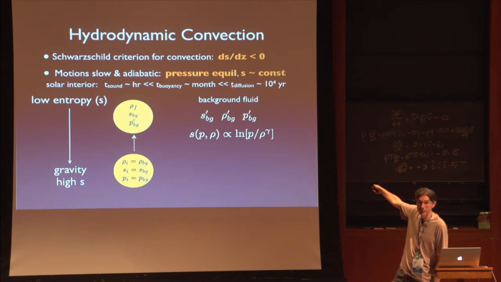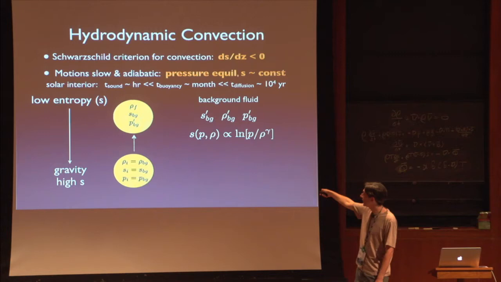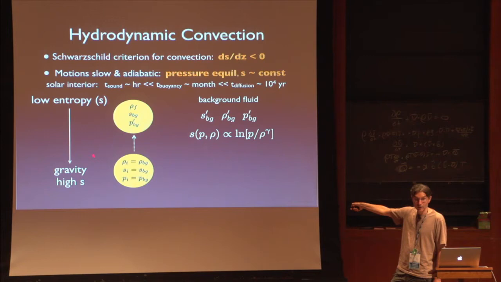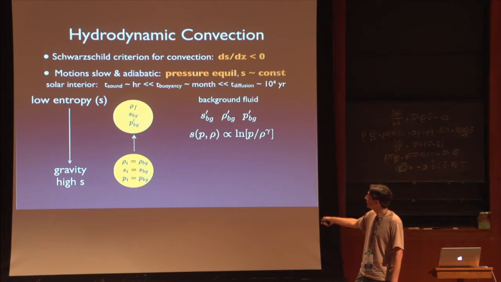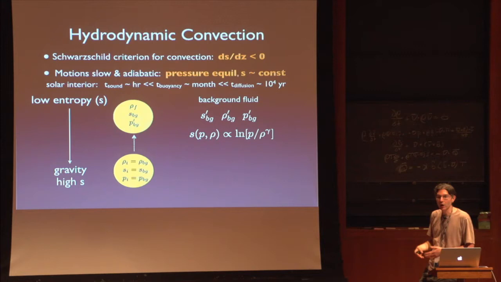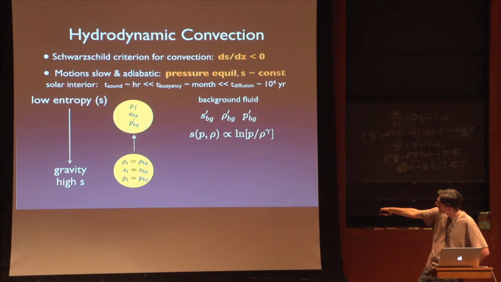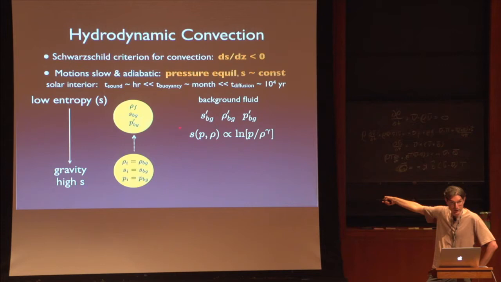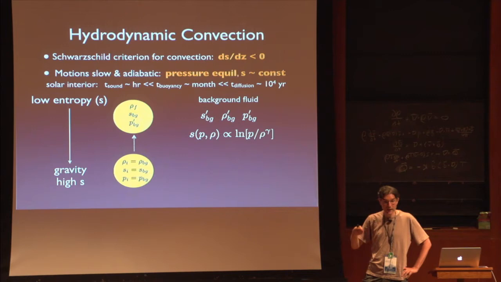On the other hand, the motions being adiabatic means that at the new position, the entropy is the same as what it started with. So you preserve the entropy as the fluid moves around. And that means that the entropy of an ideal gas is just given by this expression, log of P over rho to the gamma. So if the pressure is the same, and if this blob moves from a region of high entropy to low entropy, at this new place, the entropy of the blob is larger than the surroundings. The only way you can have the same pressure but higher entropy is to have lower density.